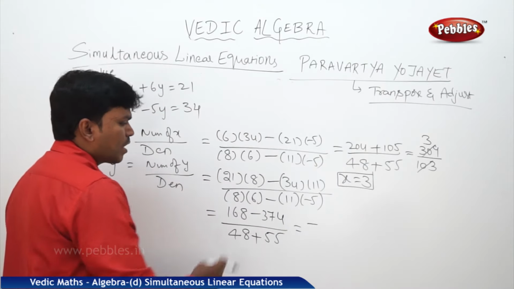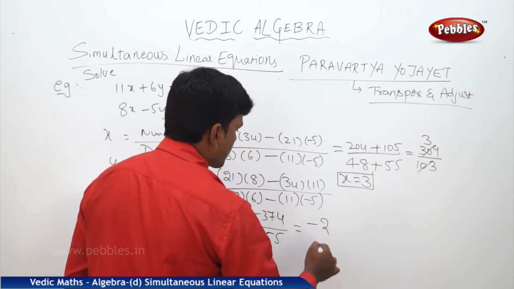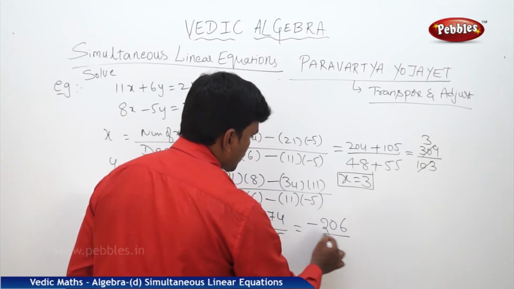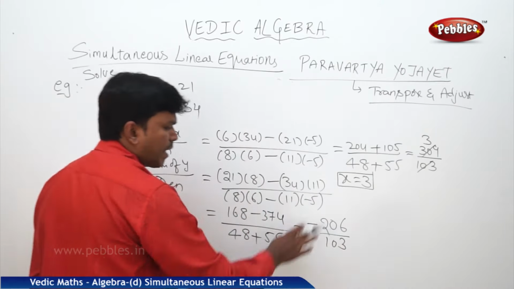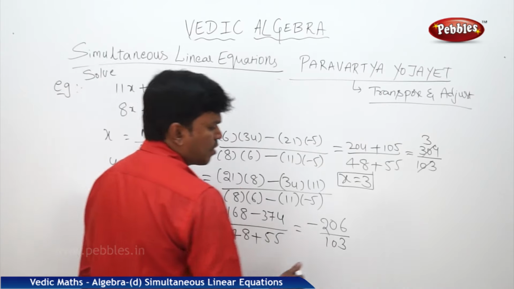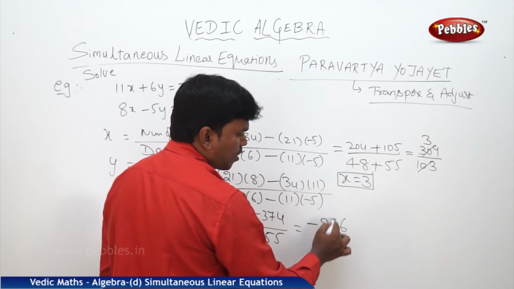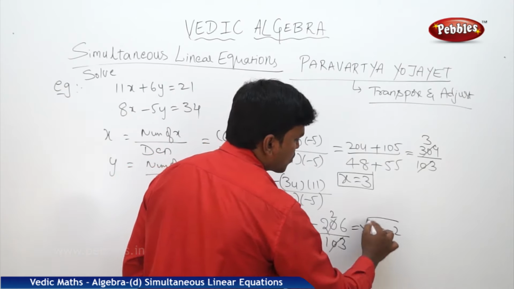So how much? 168 minus 374 gives minus 206. So minus 206 by 48 plus 55, it is 103. So minus 206 by 103 I got. If you observe, 103 goes 2 times in 206. So finally, what is the y value here? We got y equal to minus 2.